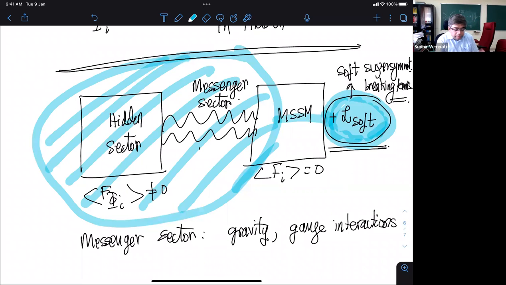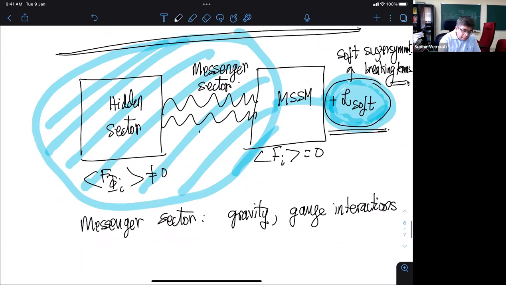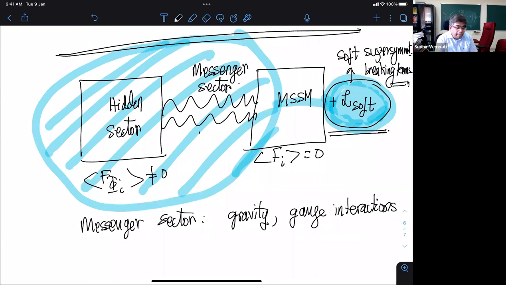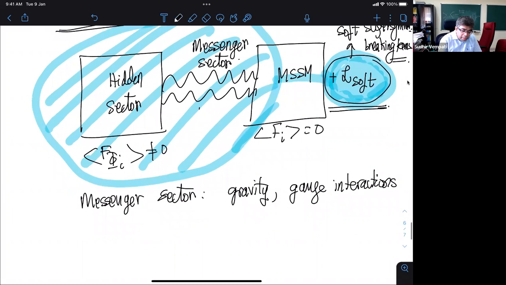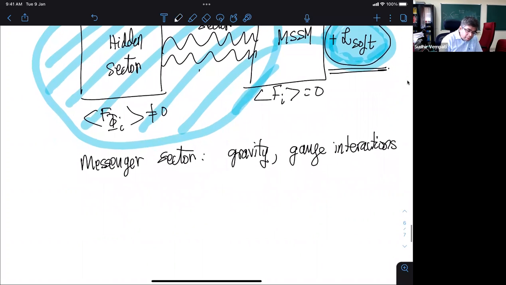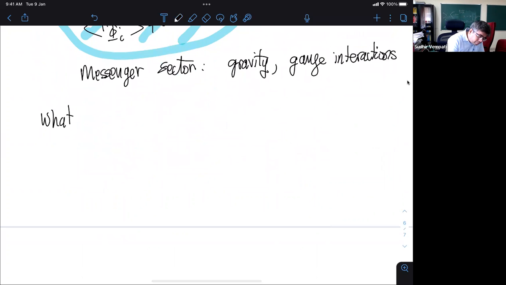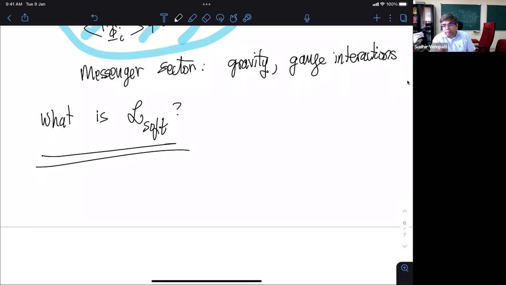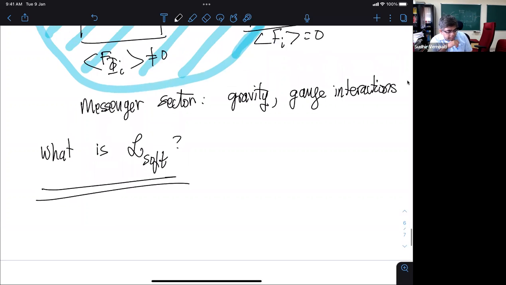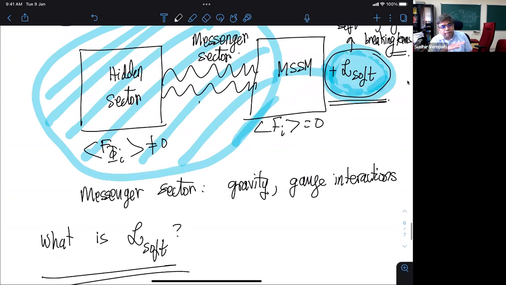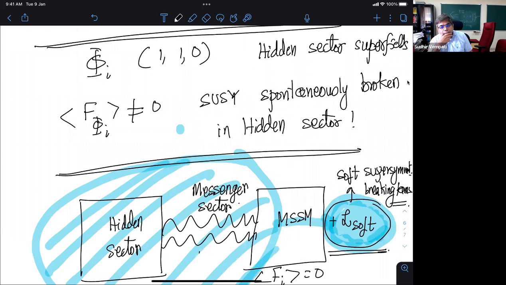Now what is L soft? I'll go into the details of gravity and gauge interactions a bit later, but let's just see what L soft is. We already have a clue. Let me stop here. Do you have any questions? If anybody has questions, I can elaborate on it right now.